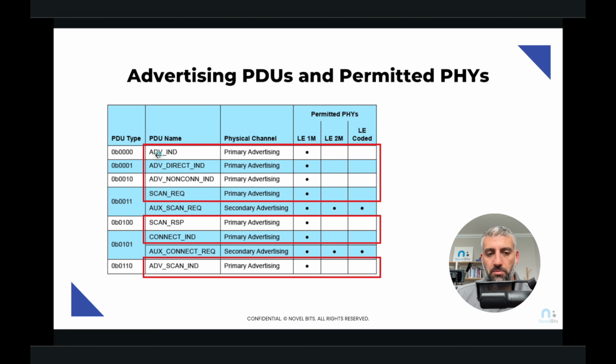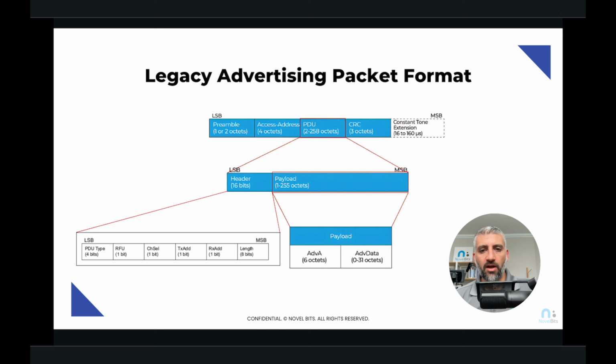In terms of the PHY, we don't need to worry about it in legacy. Legacy advertising types are always used only on the 1 meg PHY. In the case of extended, then you have other options with 2 meg PHY and coded PHY, which we'll discuss in a later masterclass. All right, so digging deeper into the packet format.